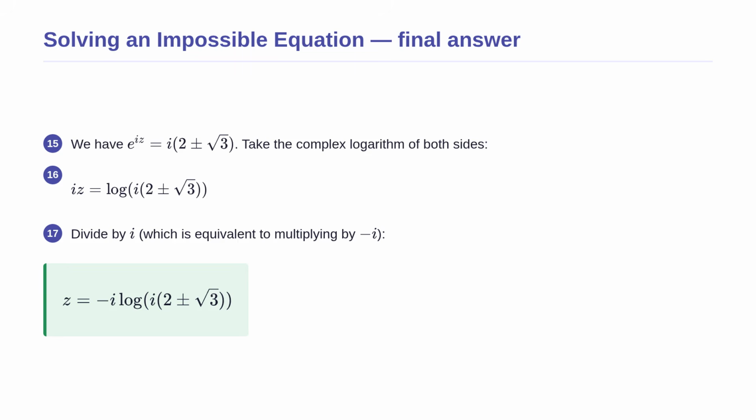We do this by taking the complex logarithm of both sides, which cancels the exponential on the left. The right side becomes a complex logarithm, which actually has infinitely many solutions due to the repeating nature of angles. Finally, we divide by i, which is mathematically the same as multiplying by negative i. This gives us our final answer. Physically, this represents the exact complex coordinates where the sine wave reaches a height of 2, proving definitively that such numbers exist in the complex plane.